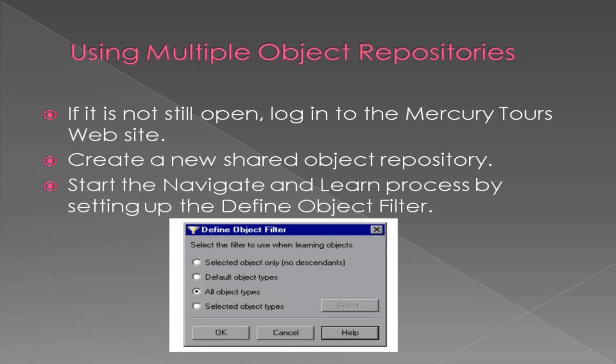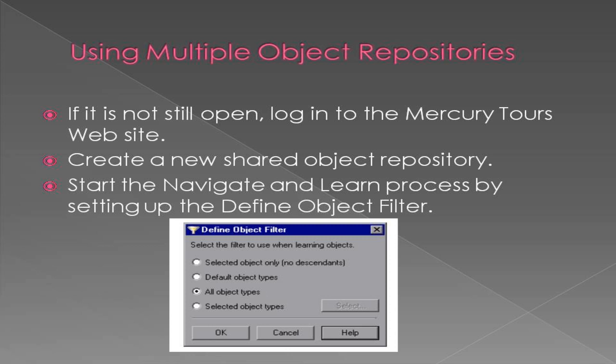2. Create a new shared object repository. A. If the Object Repository Manager is closed, open it by choosing Resources > Object Repository Manager in QuickTest. The Object Repository Manager window opens. B. In the Object Repository Manager window, choose File, New. A blank shared object repository opens.